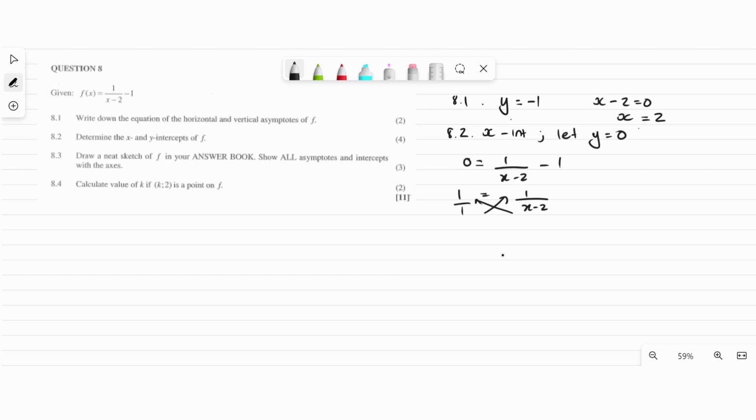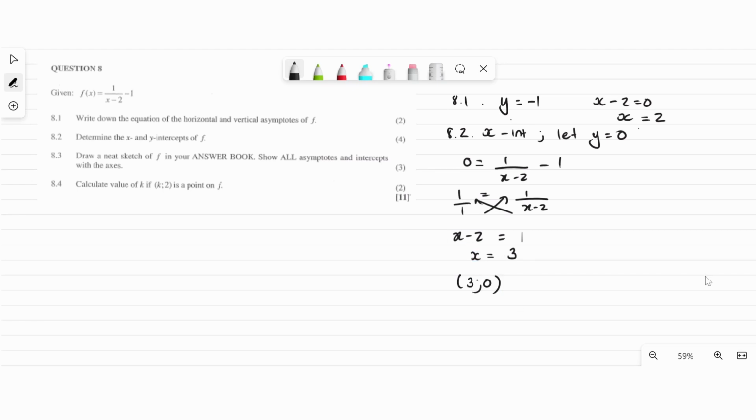So 1 multiplied by x minus 2 is x minus 2, equal to 1 multiplied by 1, which is 1. Take the -2 to the other side, so x is equal to 3. So our coordinate for the x-intercept is going to be 3 and 0, right?